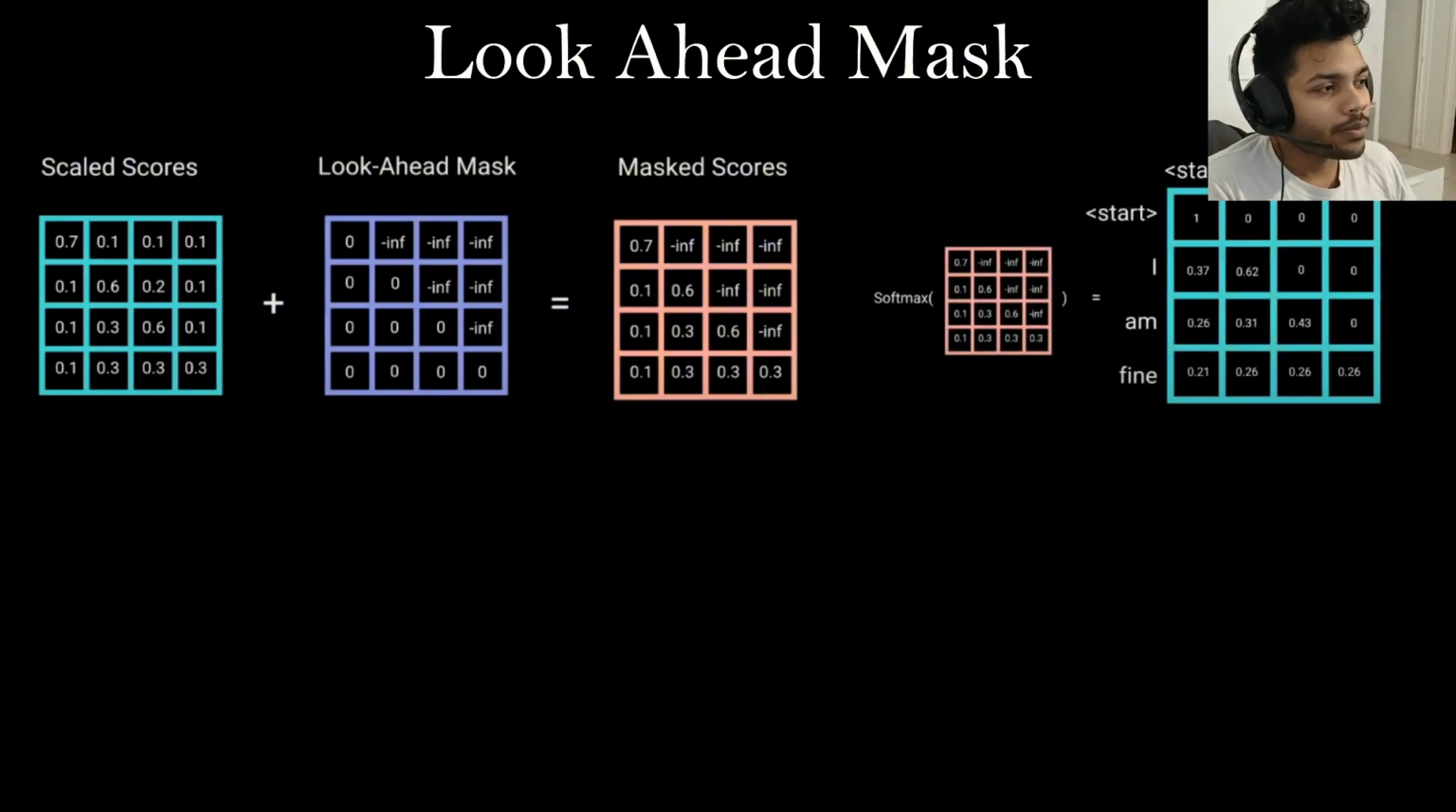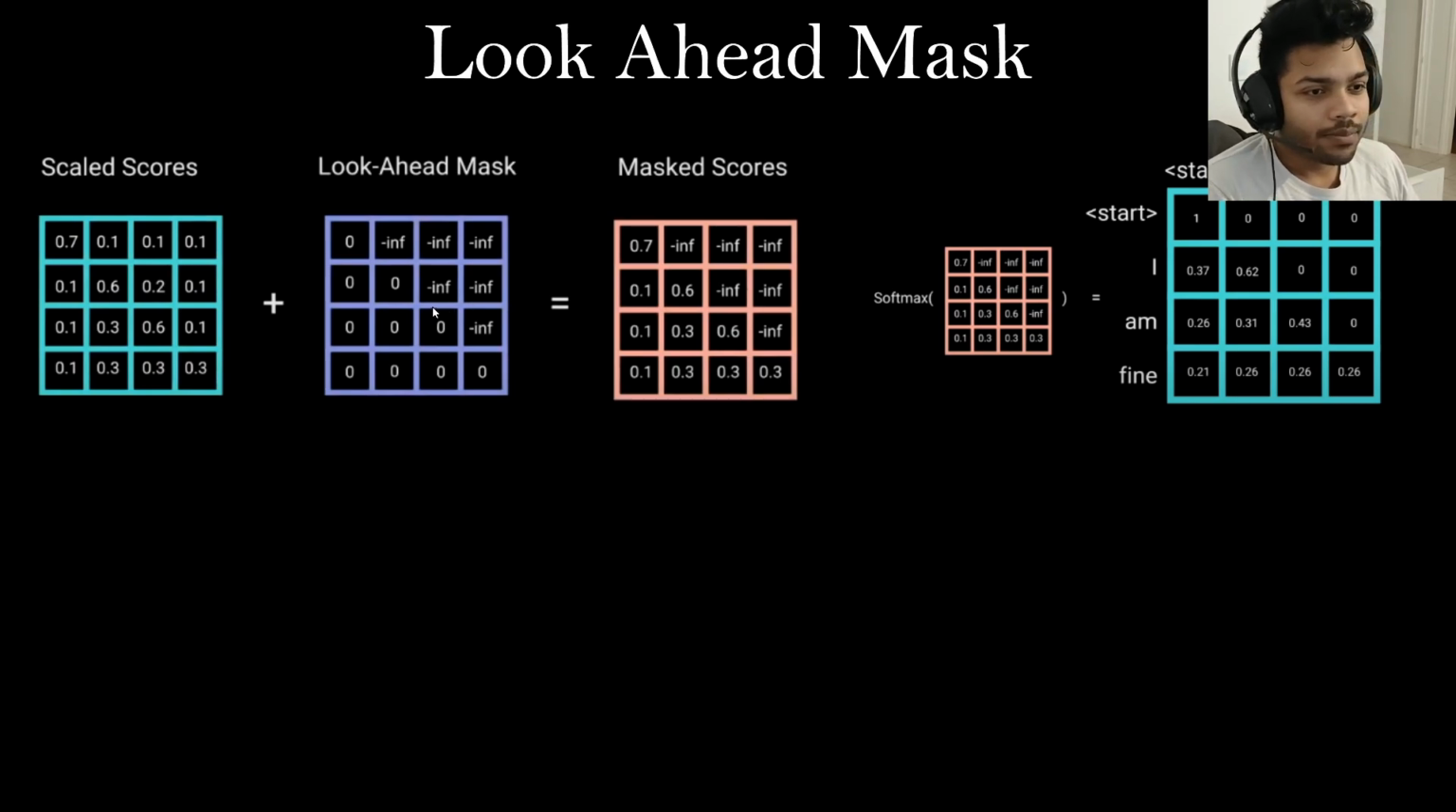For example, we have a sentence, I am fine, and the first token is the start token. Our goal is to take this start token and predict the next word, which is I in this case. Once we predict the next word, we concatenate it to our input. So we'll have start I, and then we have to predict am. Then we have start I am, and we have to predict fine.